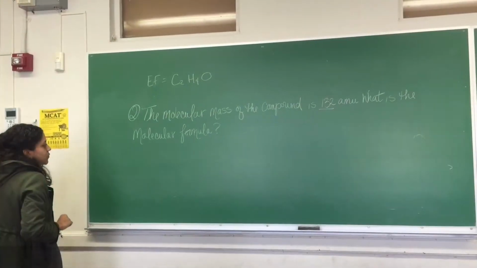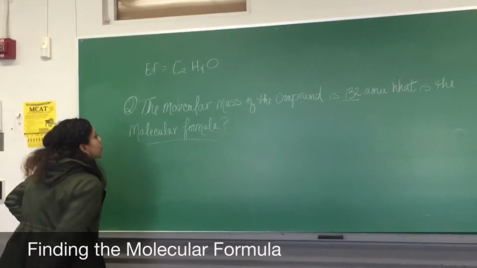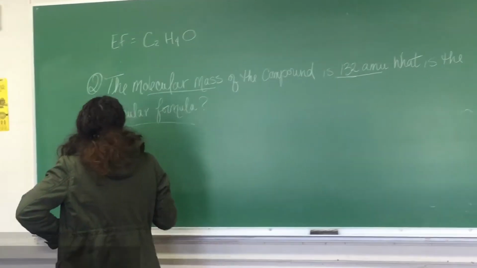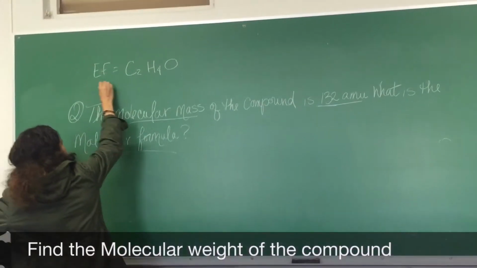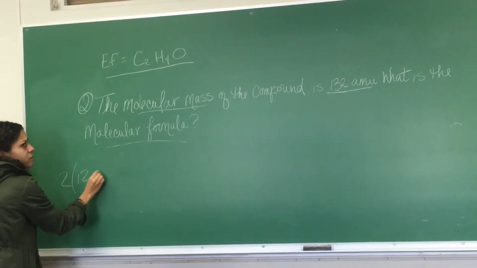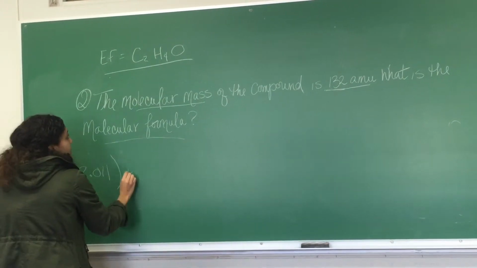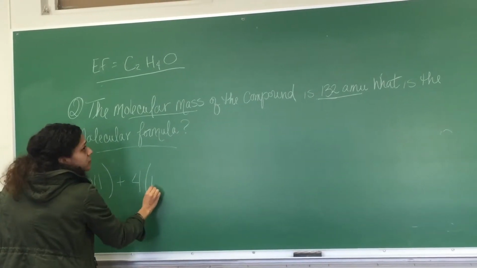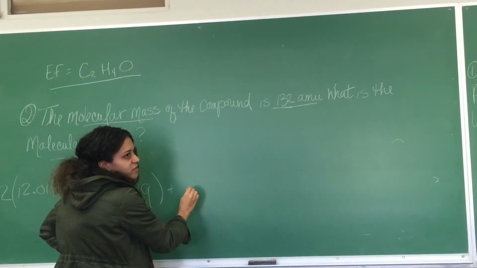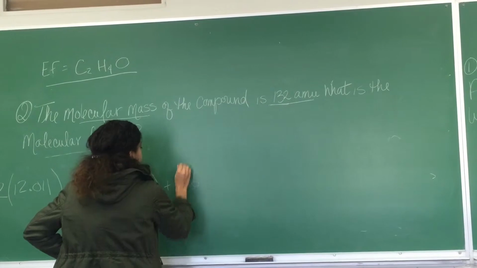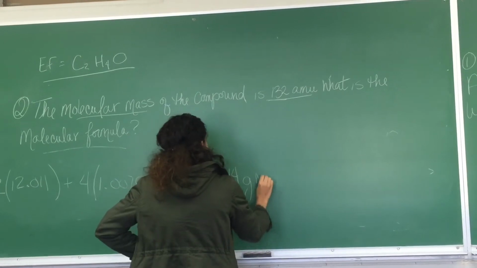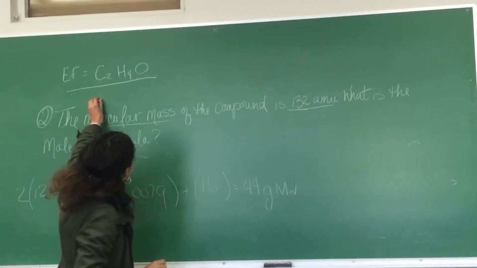The last step is to find the molecular formula. You're given the molecular mass of the compound, which is 132. Now you have to find the molecular weight of the empirical formula. You're given 2 carbons plus 4 hydrogens plus oxygen. This will give you 44 grams. And that's the molecular weight of the empirical formula.